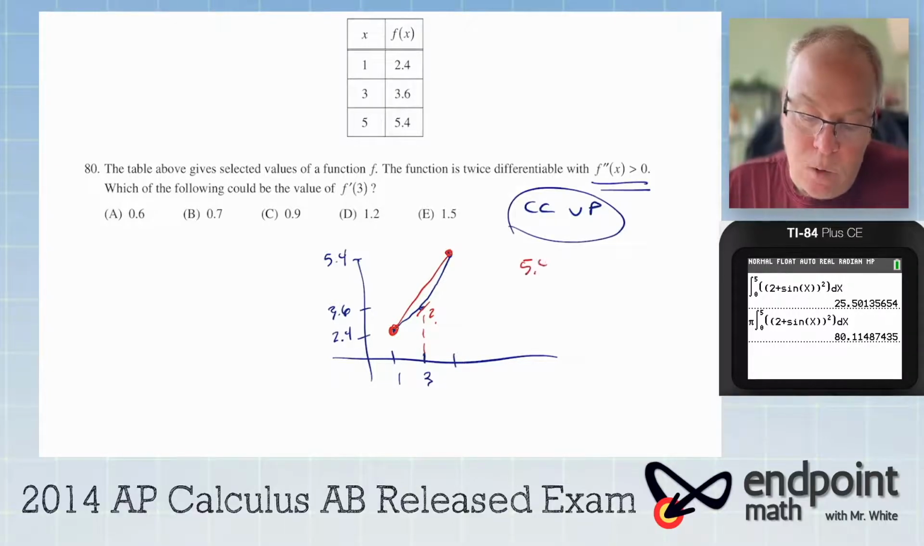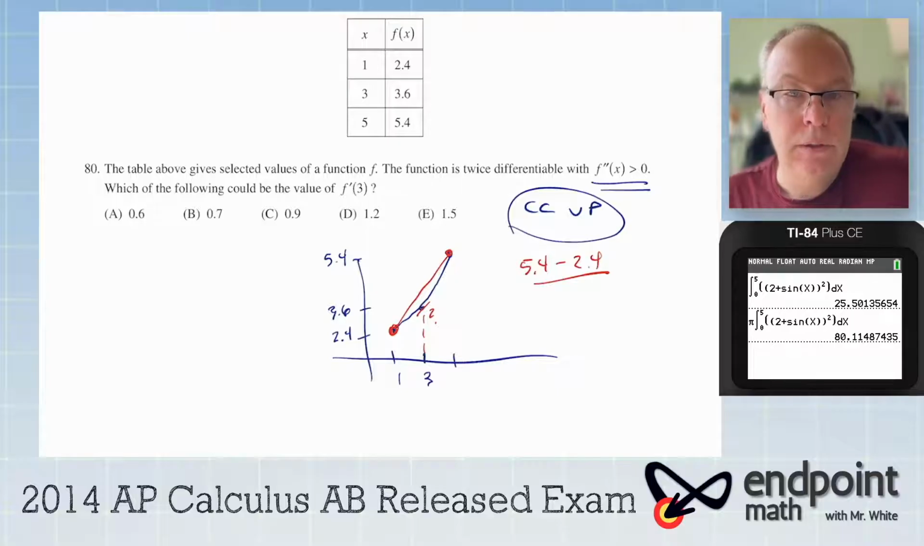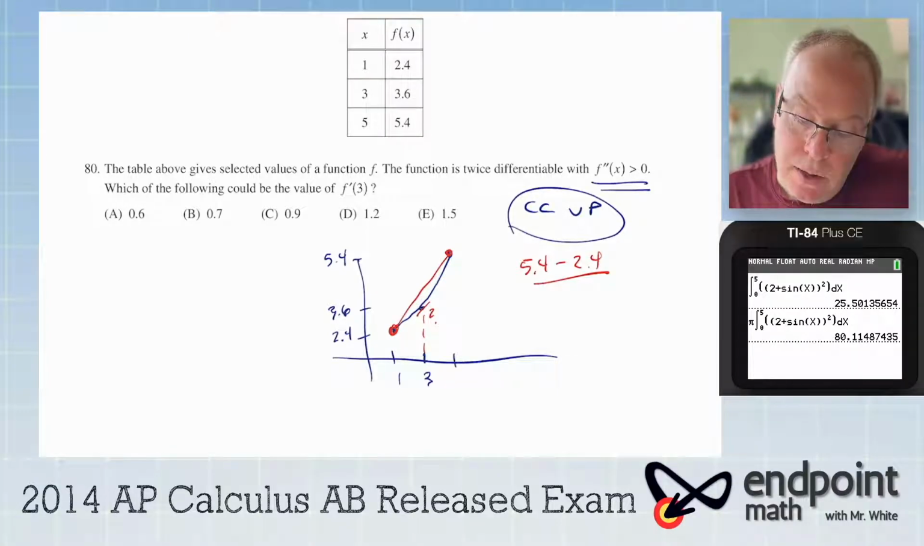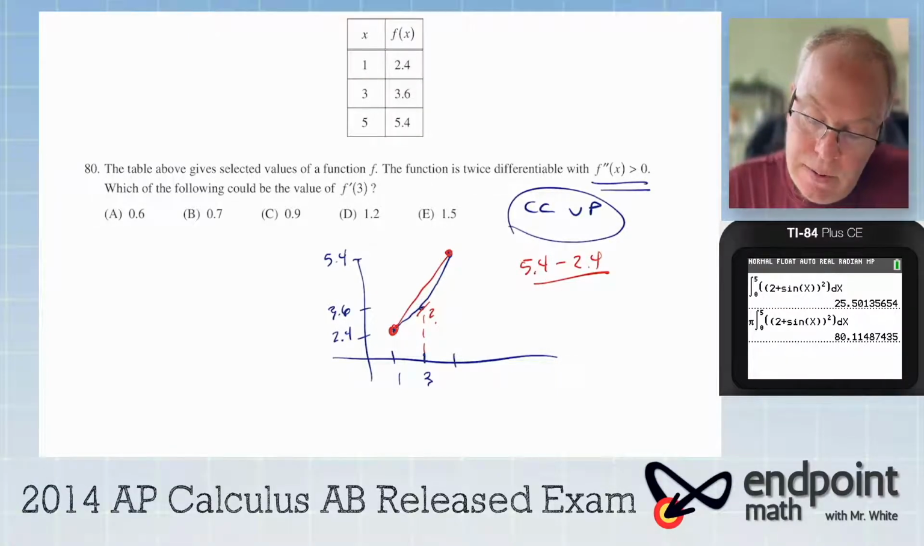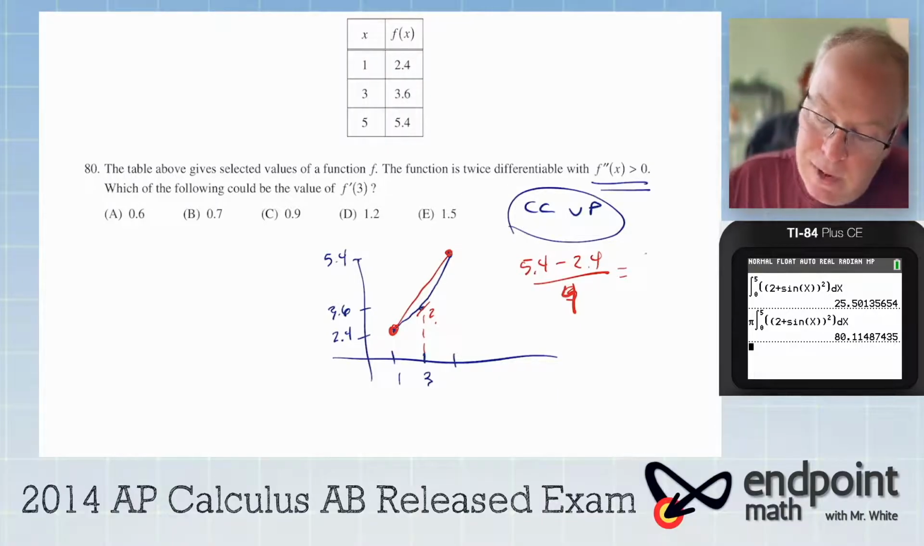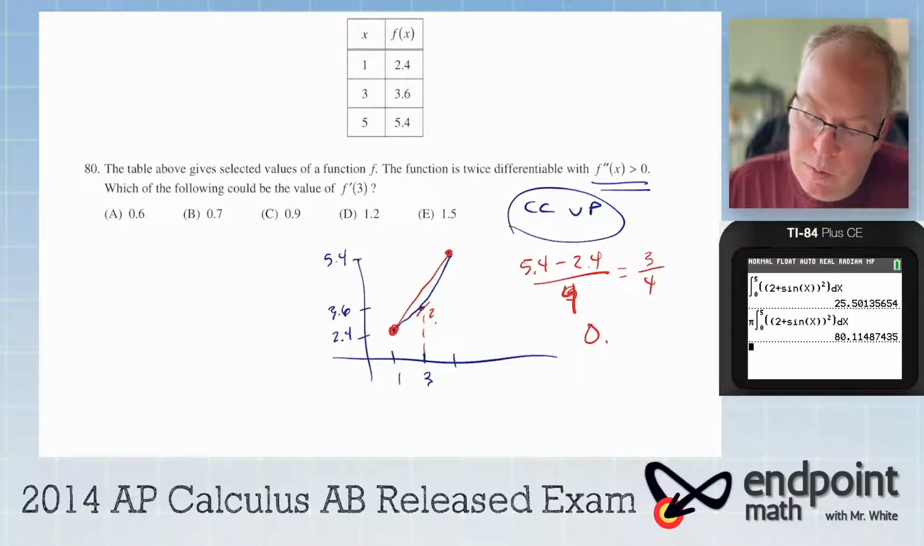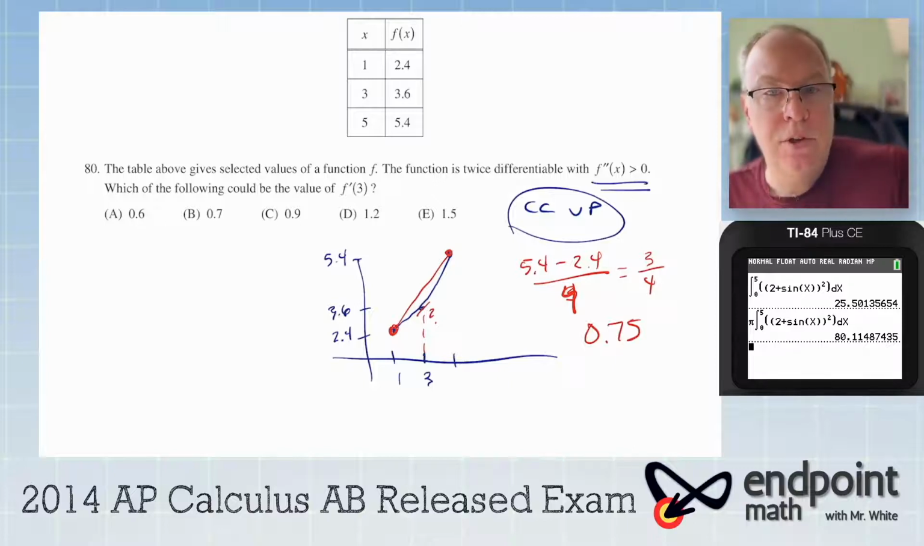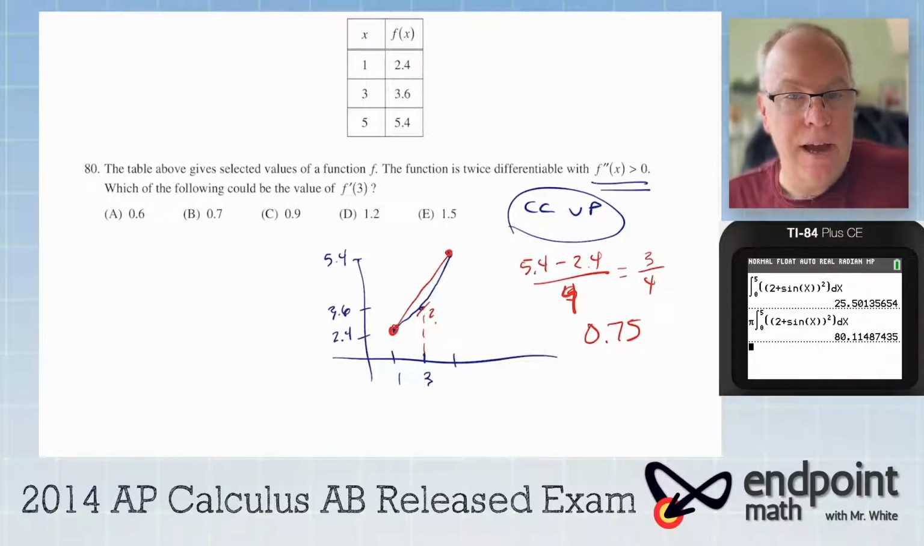So that would be 5.4 minus 2.4 all over 5 minus 1 is 3. Okay, so we get, I'm sorry, it's 4. 5 minus 1 is 4. And we get 3/4, which is 0.75. So that slope is 0.75.